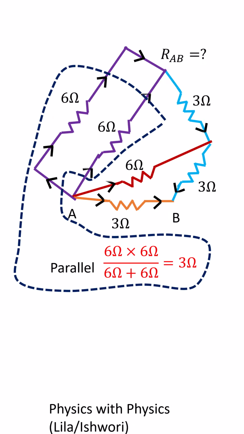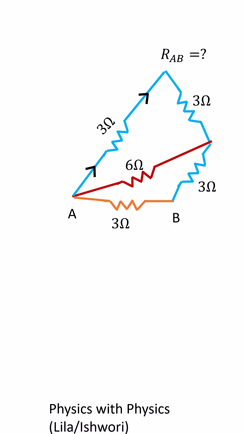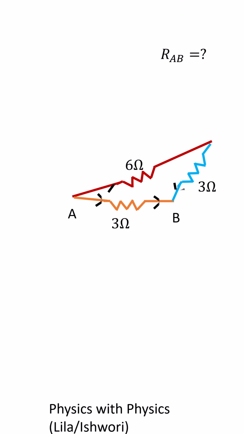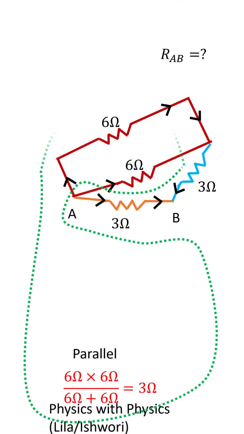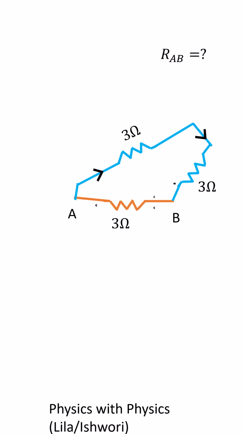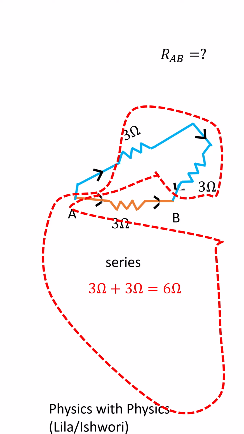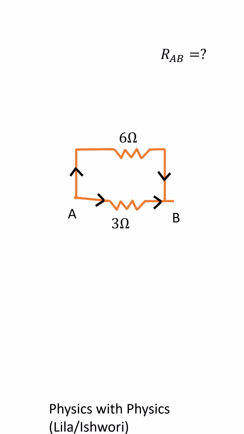Again, these 3 ohm and 3 ohm resistances are in series. Let's replace them by 6 ohm. Again, 6 ohm and 6 ohm are in parallel, giving 3 ohm. Again, these 3 ohm and 3 ohm are in series, giving 6 ohm.